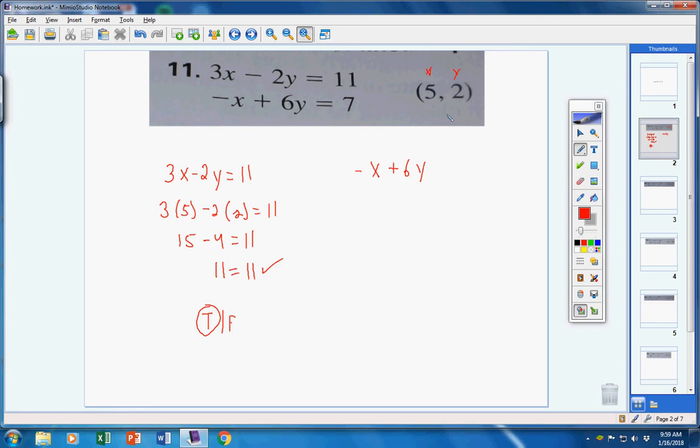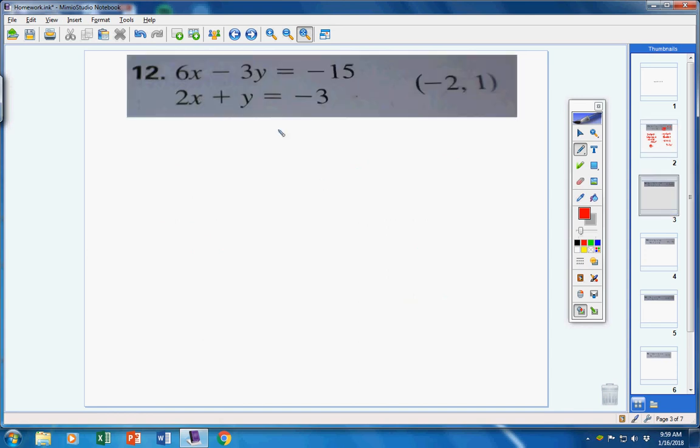So let's also substitute this ordered pair into the bottom equation here. So where the x is, I will substitute a 5. Where the y is, I will substitute a 2. Negative 5, positive 12, and we get 7 equals 7, so that checks. So, is this ordered pair a solution for this linear system? The answer is yes, it is. Why? Because it satisfied both equations.